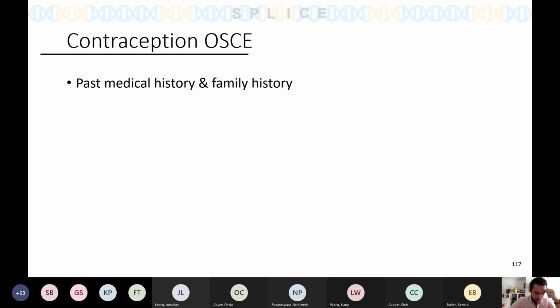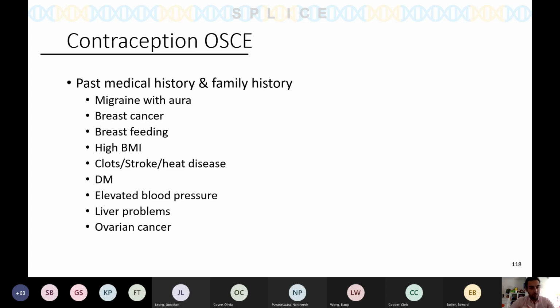If they want IUD or IUS, would you have to do STI screening before? Potentially. I actually don't know how it works in GP. They're good questions. I can look that up for you, but I imagine yes. Drug history, we were going to get into that: anti-epileptics, family plans. Yeah, you guys have smashed it. So migraine with aura, breast cancer, breastfeeding, high BMI, any clots, stroke, heart disease, diabetes, blood pressure, any liver problems, any active cancer.